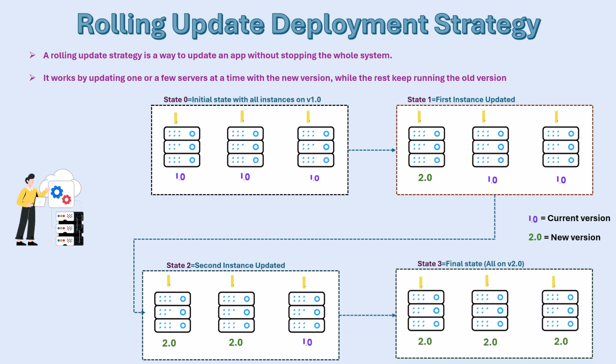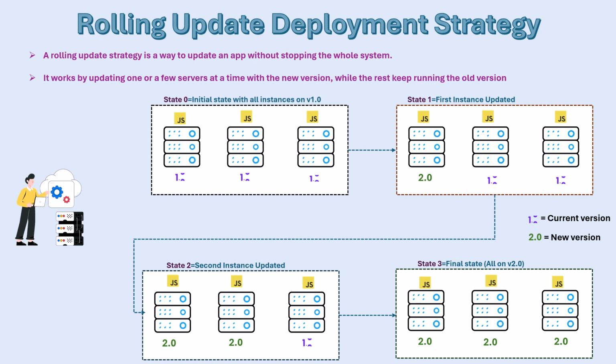And finally, we reach state 3. All servers are running the new version 2.0 and the update is complete with zero downtime and minimal risk. If anything goes wrong during the rollout, you can immediately roll back to the previous version without affecting all your users.